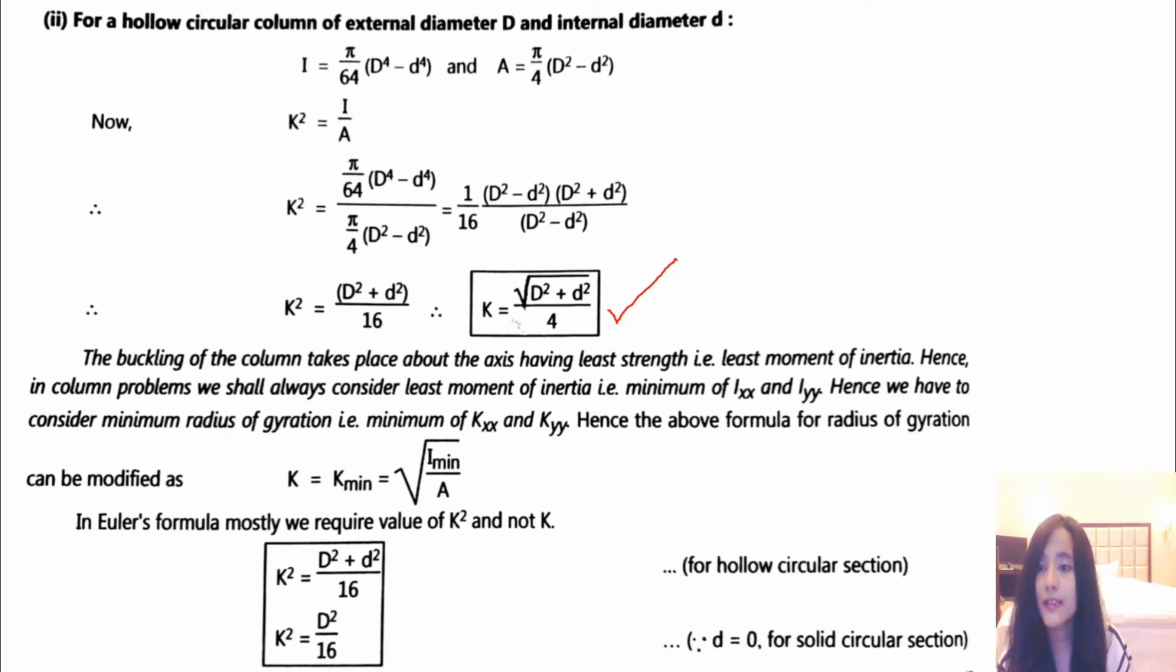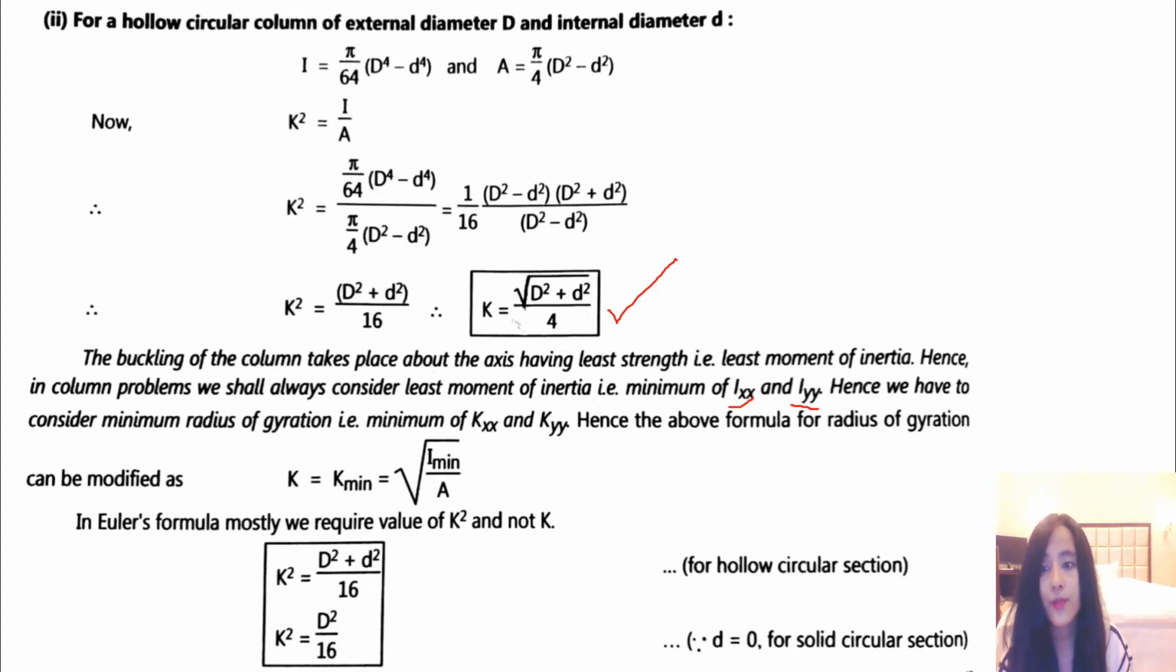Okay. And similarly, now here it says the buckling of a column takes place about the axis having least strength, that is, least moment of inertia. जहां पर least moment of inertia आते हैं वहां से column का buckling होना शुरू होता है. Hence, in column problems we shall always consider least moment of inertia. So when we do column problems, we take the least moment of inertia, which are Ixx and Iyy. Along these, the minimum of Ixx and Iyy is what we will take.